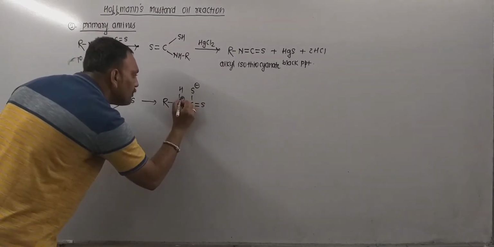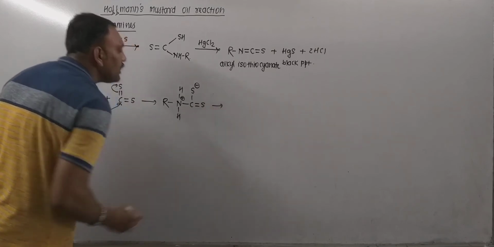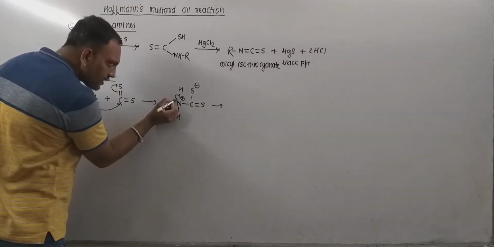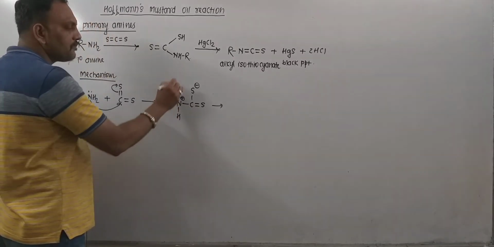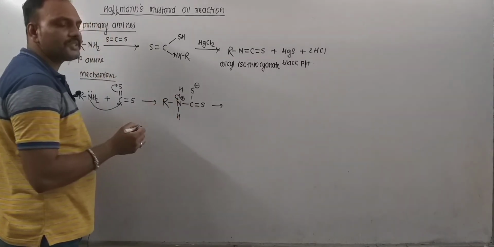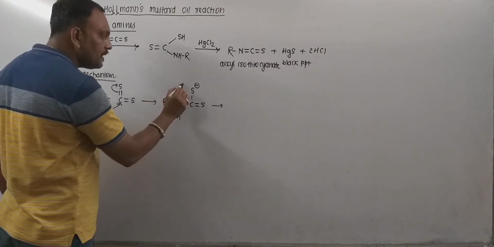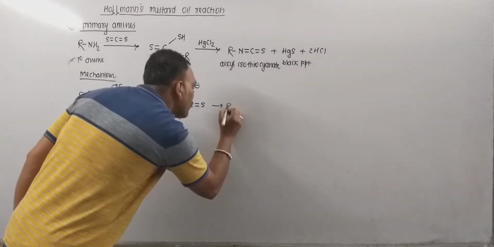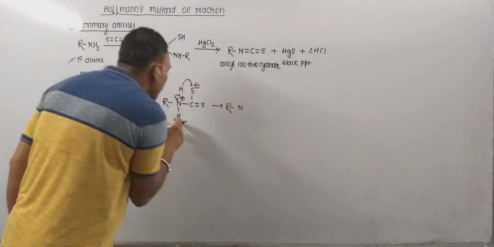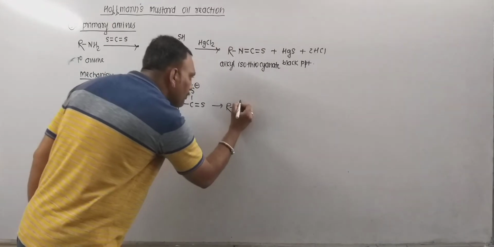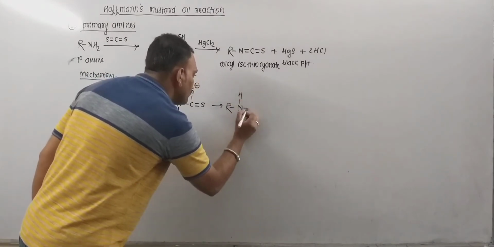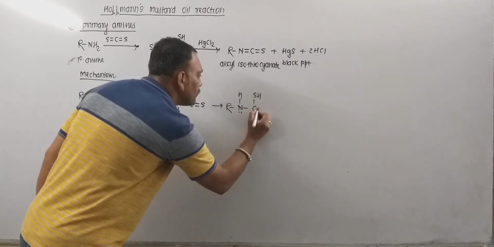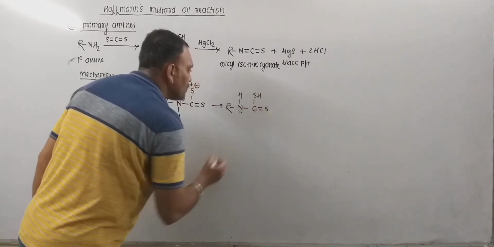Now this nitrogen bears positive charge. So further, what happens? This nitrogen attracts the electron pair of the NH bond and nullifies its charge, and this hydrogen in the form of proton gets shifted like this, and that leads to the formation of RN. Now we can write this hydrogen on the upper side like this, single bond C, SH and double bond S.